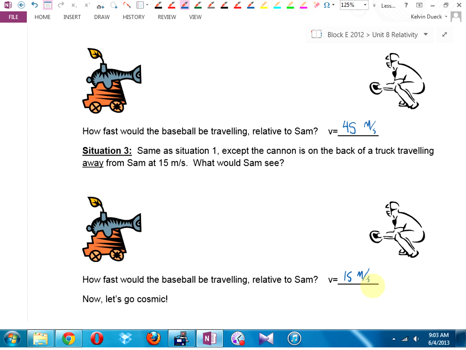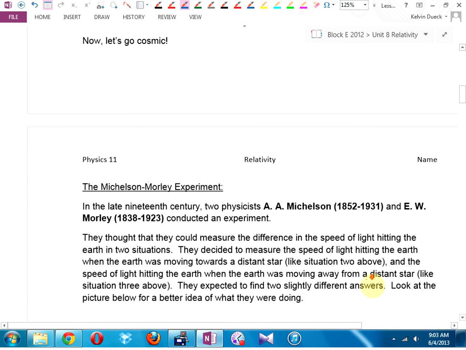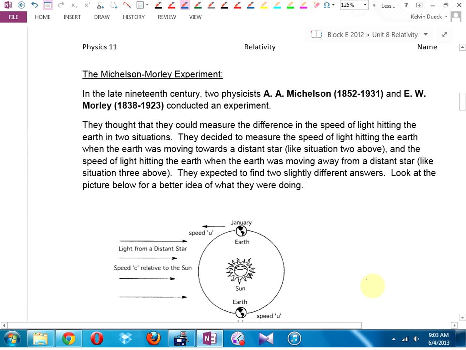So there is a famous experiment, the Michelson-Morley experiment. In the late 19th century, around 1880, 1890, two physicists, Michelson and Morley, they conducted an experiment. They thought they could do this same thing, except instead of Sam, they would make the Earth. Oh, and instead of the cannon firing baseball, the sun shooting its light towards us. Or actually, better yet, a distant star shooting its light towards us.